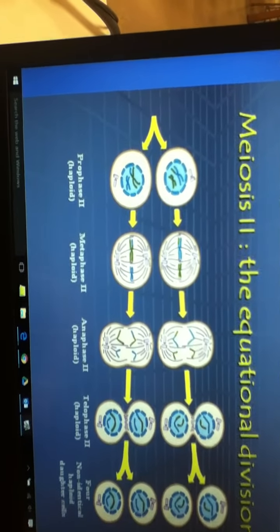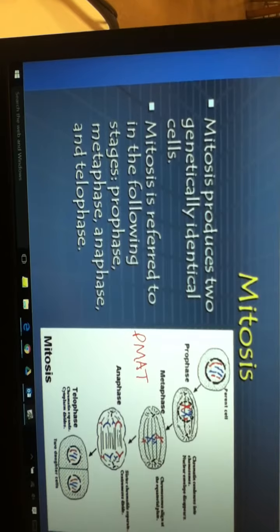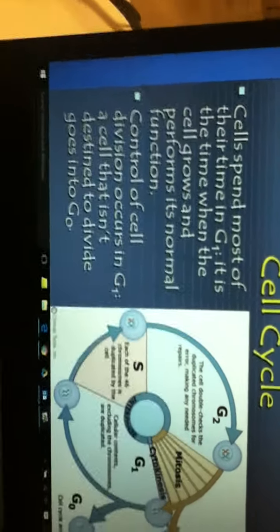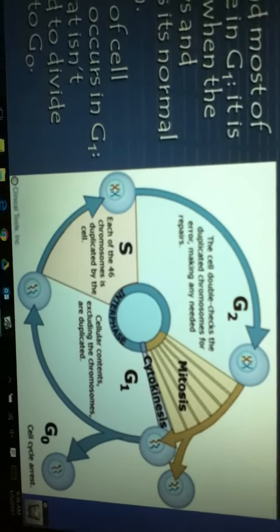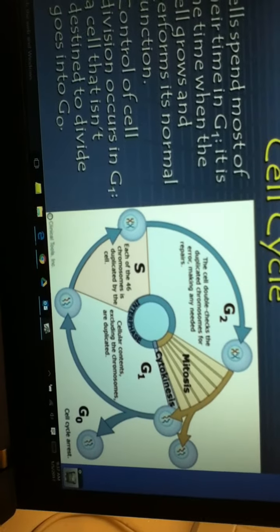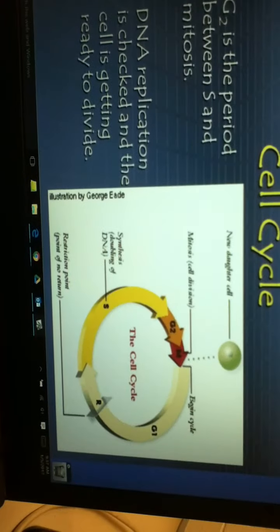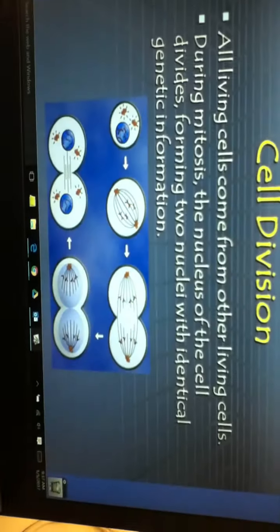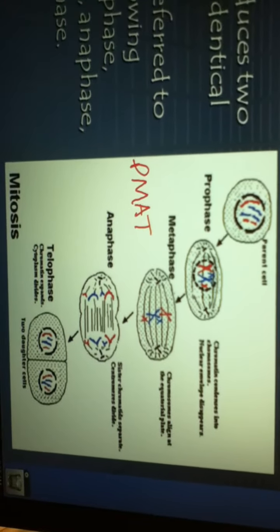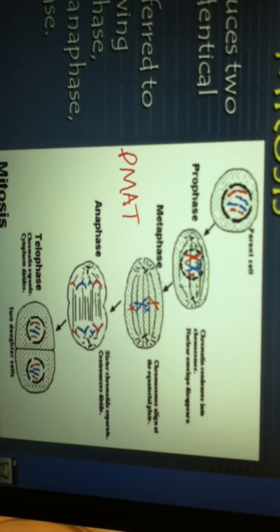Okay? Before we go, I wanted to let you know, short answer questions on your test are going to include a picture of the cell cycle, and I'm going to want you to be able to name and label the parts. So you're going to need to know G1, S, and G2. And then I would like you to enter the stages of mitosis in the diagram as well. Prophase, metaphase, anaphase, telophase, and then cytokinesis.